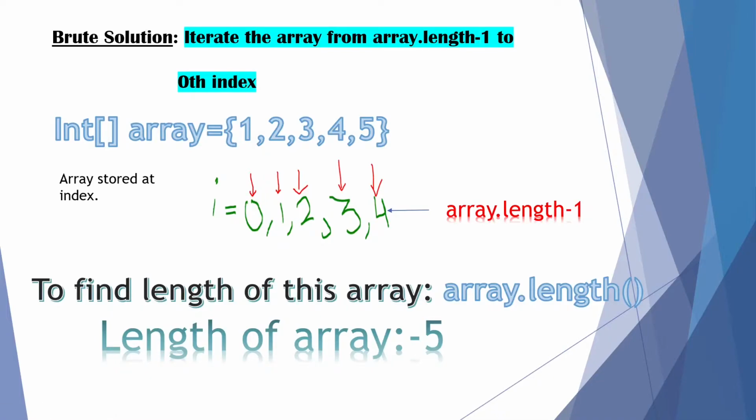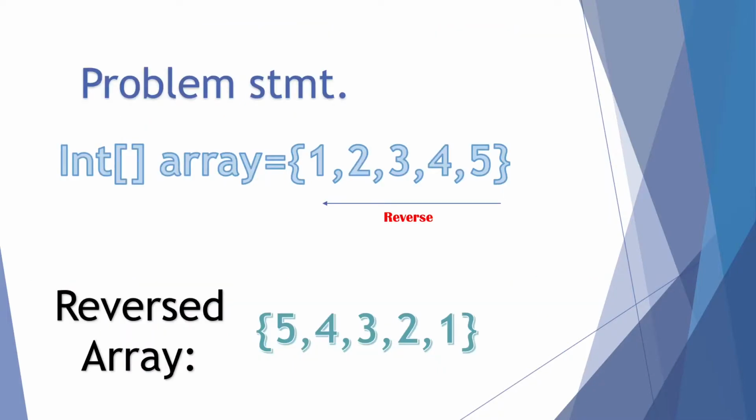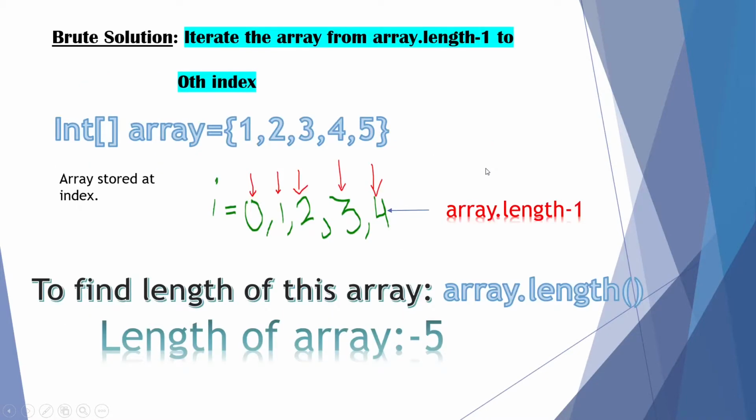Brute solution means an approach to solve a problem statement the way it is asked. So what do I mean by that? Since we want to reverse this, we want the last element to come at the first index, right? So we have to iterate from the last. In order to reach the last, we should know the length of this array, because array elements are stored at certain indexes and the first element is stored at the 0th index, right? To find the length of the array, we have the inbuilt method array.length, and right now the length of this array is 5. Let's see the logic.